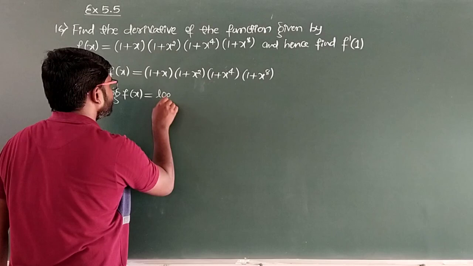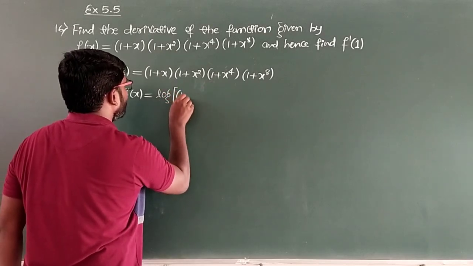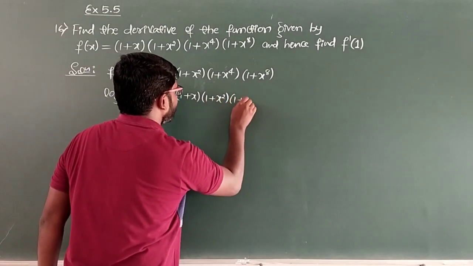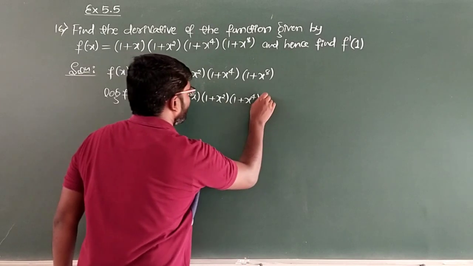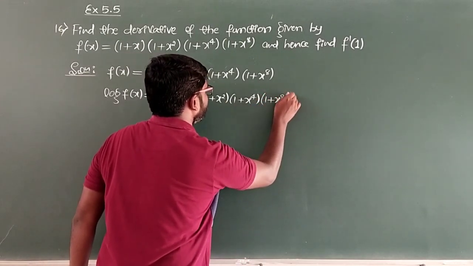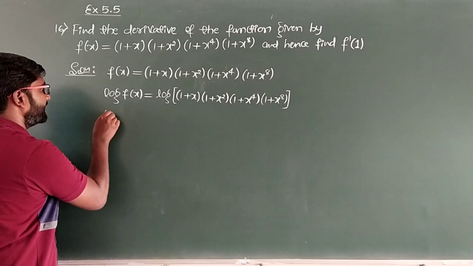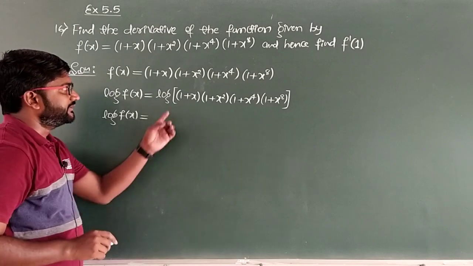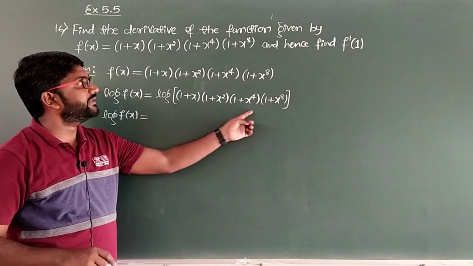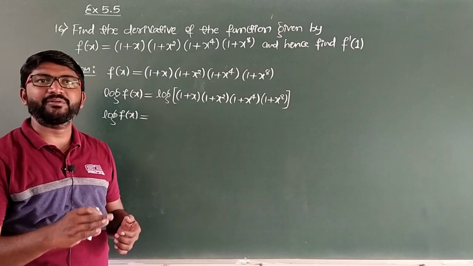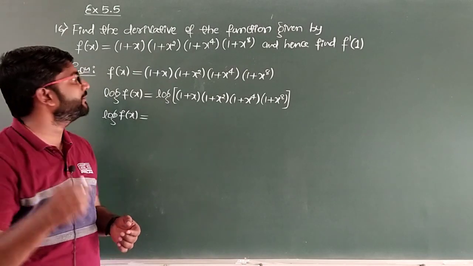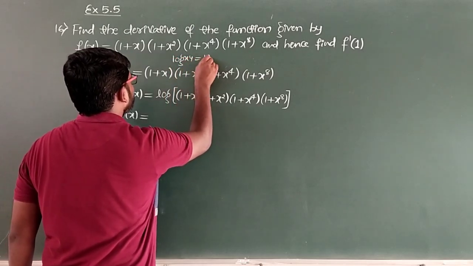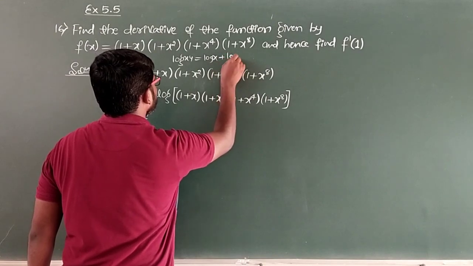So it is log of 1 plus x into 1 plus x square into 1 plus x to the power 4 into 1 plus x to the power 8. So now write log f of x as it is, which is equal to, now this is in the form of log of a, b, c, d. How do you write log of a, b, c, d? Log a plus log b plus log c plus log d. So we have studied the basic property log xy is equal to log x plus log y.